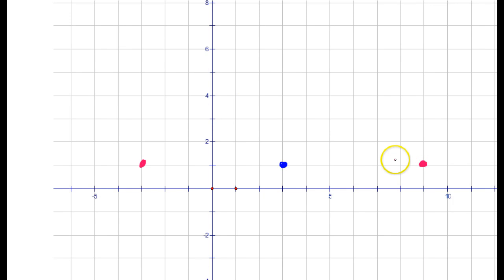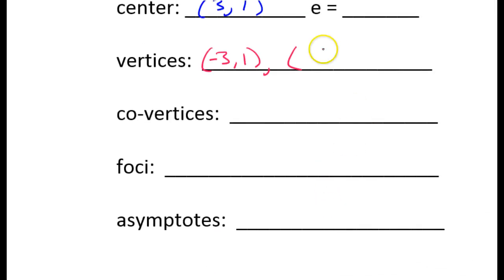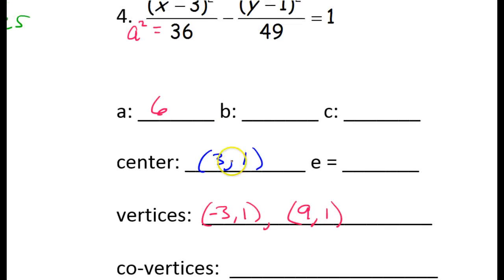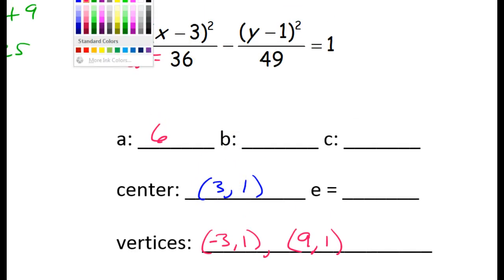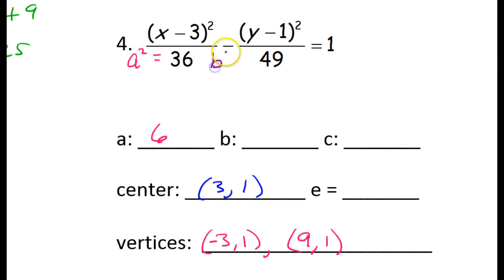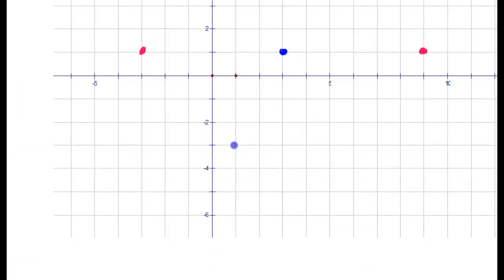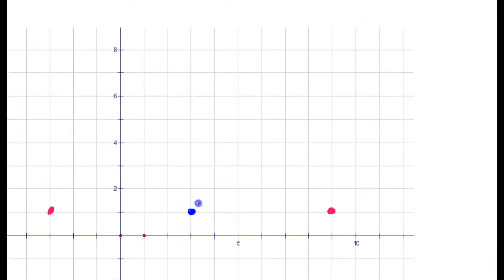And 9, comma 1 is a vertex. All right, let's find the b value for the covertices. We know that b squared will equal the second denominator. So b is 7. This 49 is with the y term, so I will do plus or minus 7 in the y direction from the center.